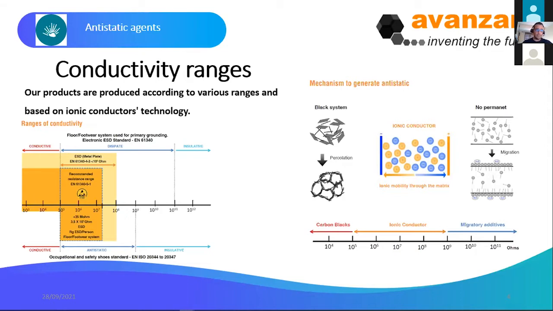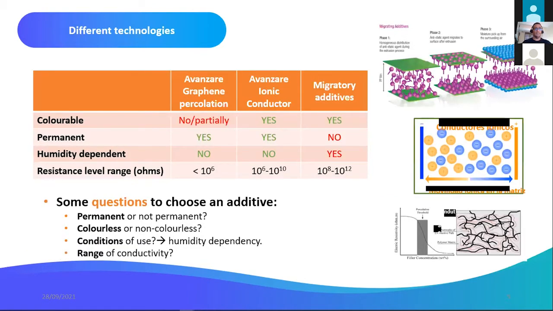Avanzare tried to place its additives in between these two solutions, in the range of 10 to the power 5 to 10 to the power 10 ohms, and tries to have the main advantages of each solution: permanent, on the side of the carbon solutions, and colorless, on the side of the migration one.